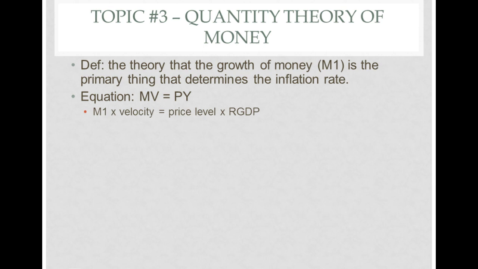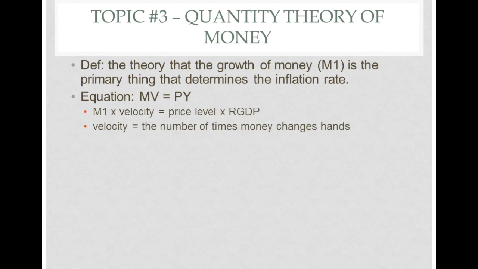By the way, what this stands for, M1 times velocity, or the V, is equal to the P, price level, times the Y, RGDP. And we've used Y already as a symbol for RGDP. M1 times velocity is equal to the price level times RGDP. Well, what in the world is velocity? We sort of need to know that. So let's define that term next.